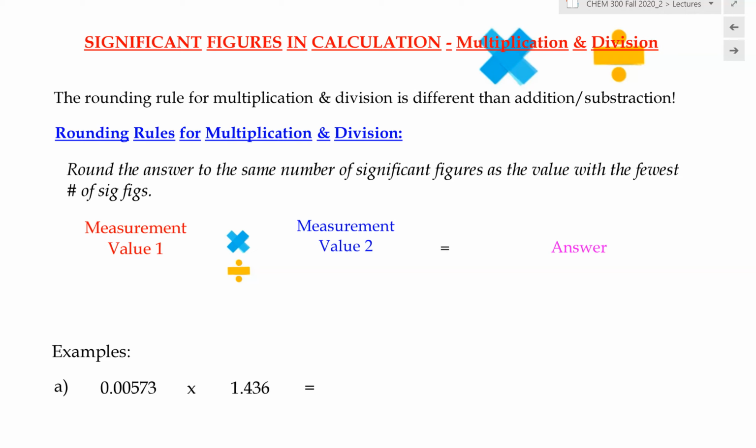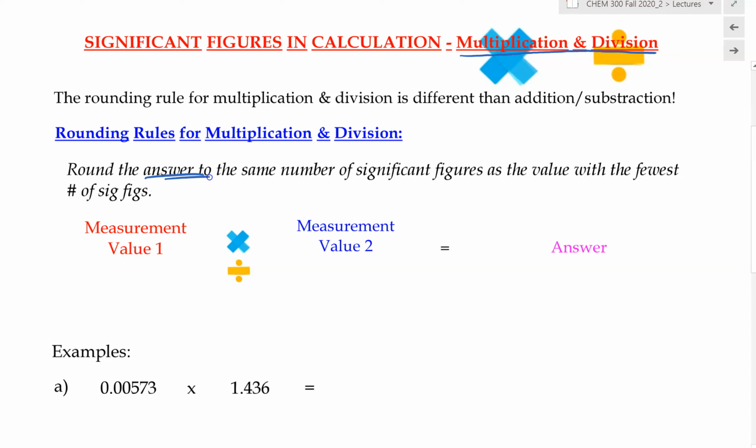In this video, I'll be discussing the rules for rounding in multiplication and division. Fortunately, the rules for rounding in multiplication and division are actually very straightforward and much simpler compared to the rules for addition and subtraction. And here are the guidelines right here.